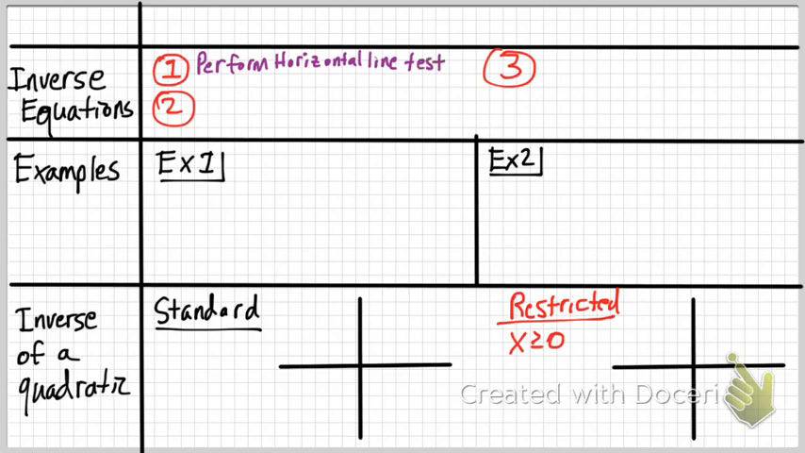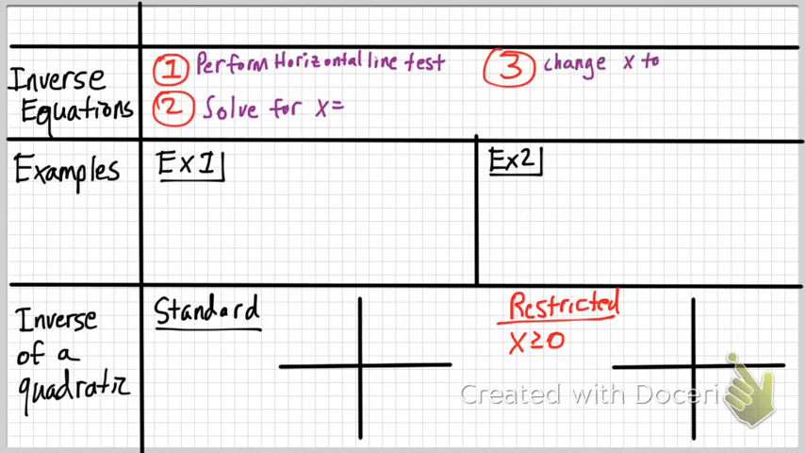All right, and then if it passes the horizontal line test, then I can move on to the next step. The next step is to solve for x equals. That means to get x by itself, and you guys have done this before. It's effectively treating y as x and x as y. That's the situation we're talking about here. Then we want to change notation.